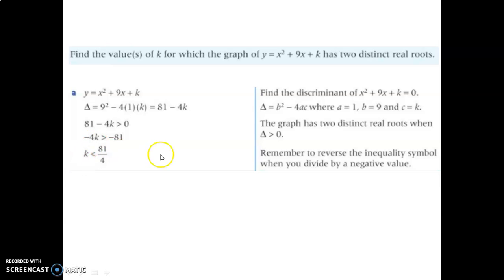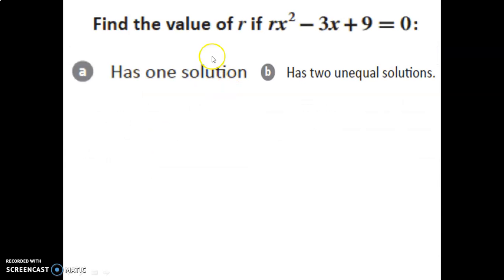Okay, so it's always important to remember the context of what we're solving here. Let's try another one like this. So here's our equation. Let's solve for r so that this equation will have only 1 solution. So do that first. And after that, solve for r so that it has 2 unequal, so 2 distinct solutions. So let's try a first.